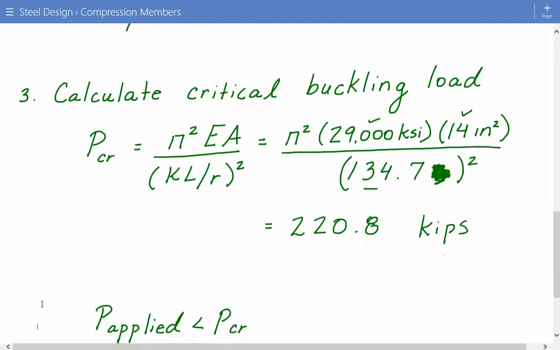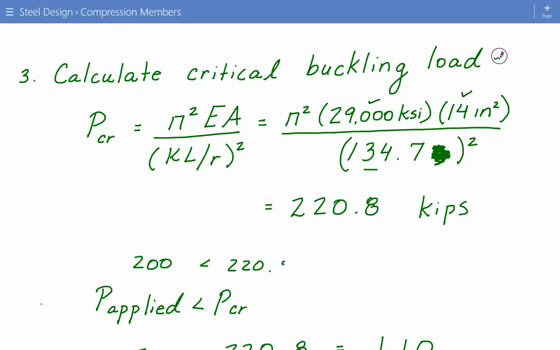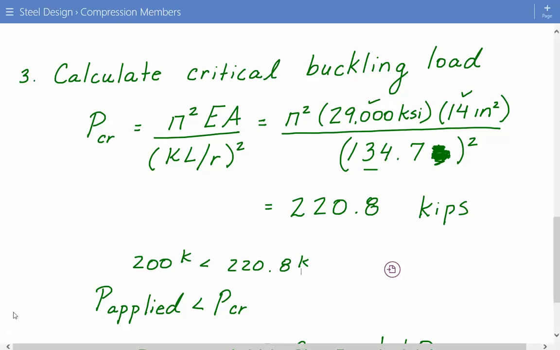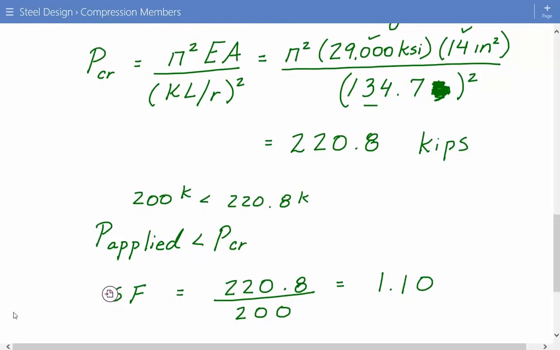So since the applied load of 200 kips is less than the critical buckling load of 220.8 kips, we can say that this column is stable. And also we can calculate the safety factor, and we do that by just dividing the critical buckling load by the applied load.